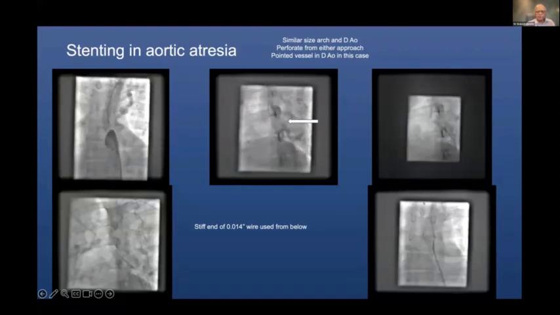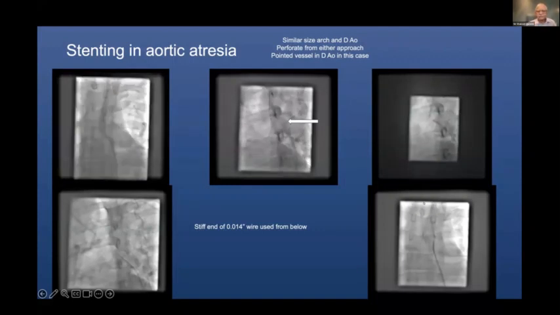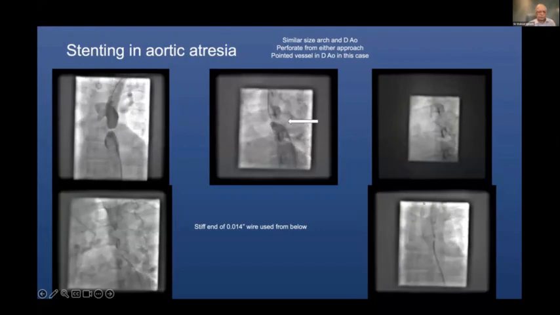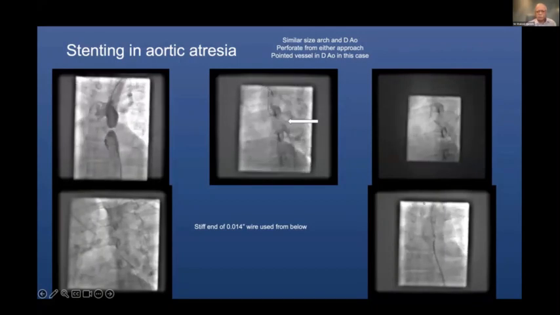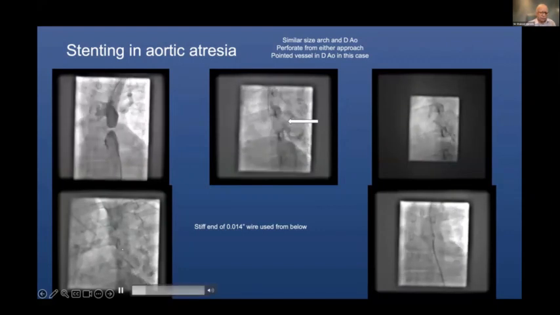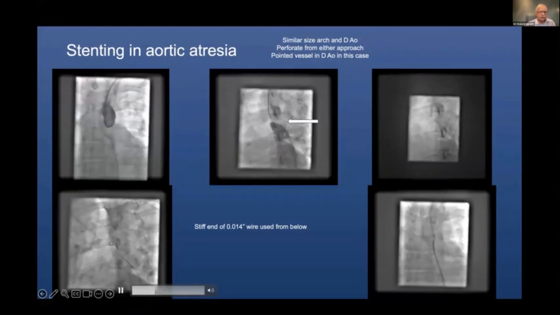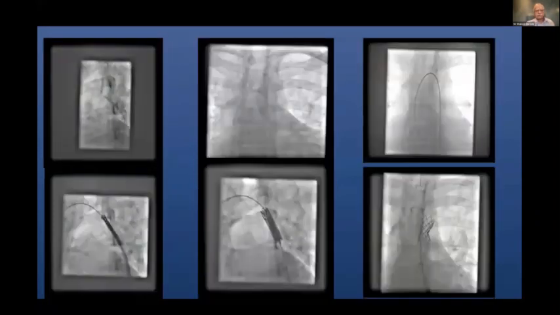If you've got a proper atretic segment, as in this case, you can approach it either way, because the vessels are similar in size. You can perforate from above or below. In this case, we perforated, but the soft end of the wire was not getting through, so we used the stiff end of the coronary wire. At the bottom left you can see that it's in the transverse arch, but you have to check with some angiograms to make sure.